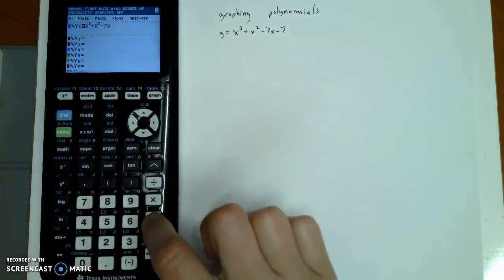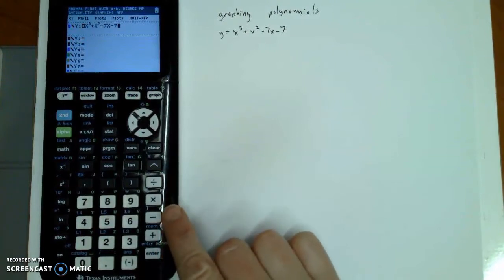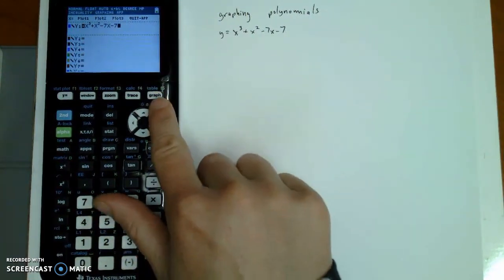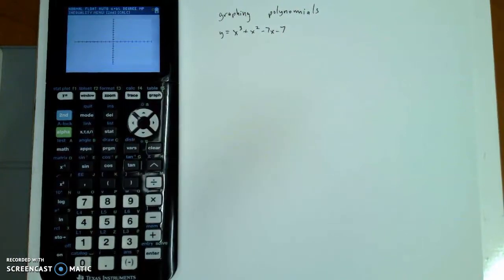Subtract 7x, subtract 7. Again, make sure to hit subtraction and not the negative sign, because that's the same as multiplying by a negative number. And let's start by hitting graph, just to get an idea of visually what this looks like.